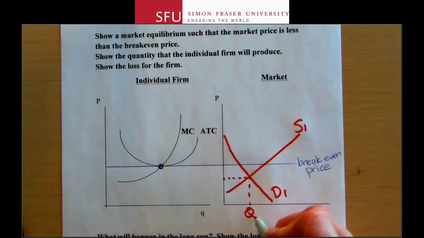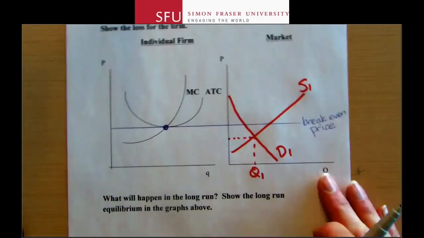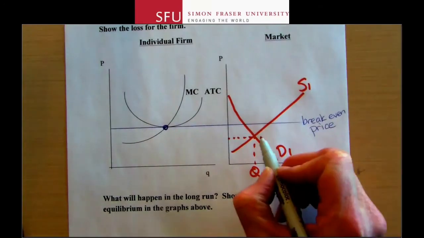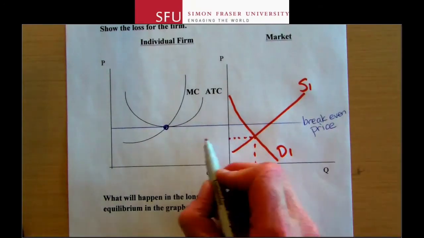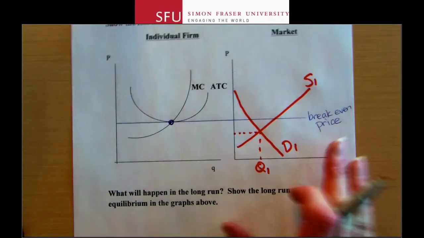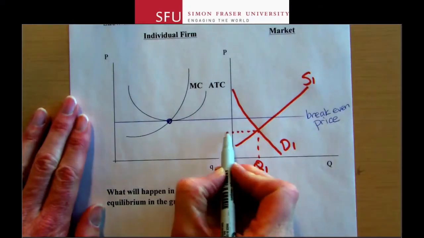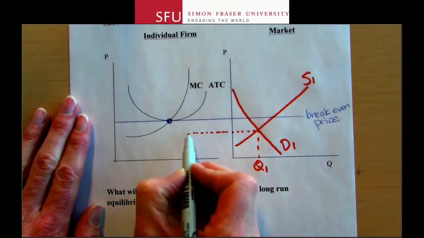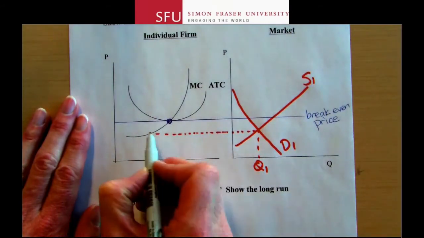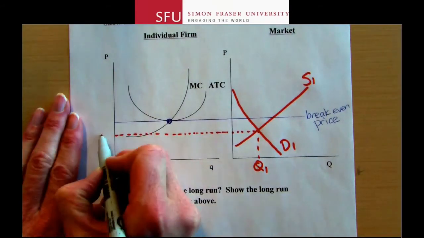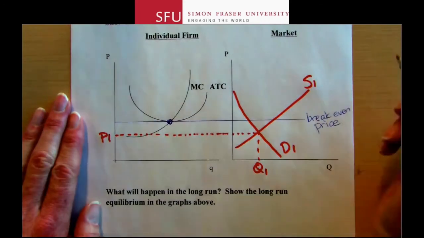Okay, so that is Q1. And then for the price, what we want to do is we have to show this price going over to the individual firm. So we want to draw this line going all the way over here. P1. Okay.